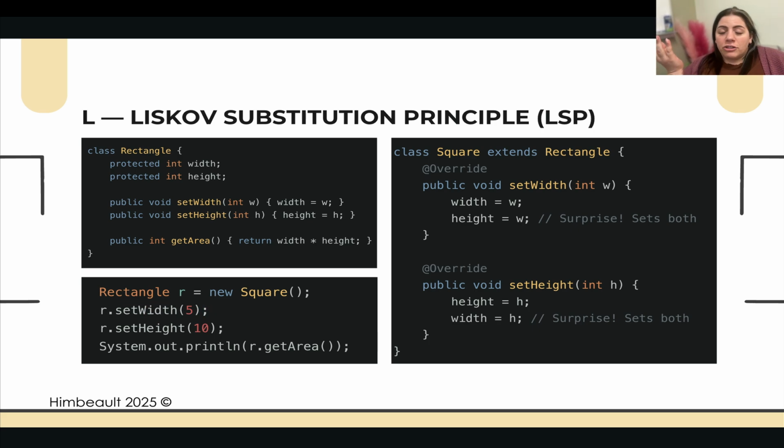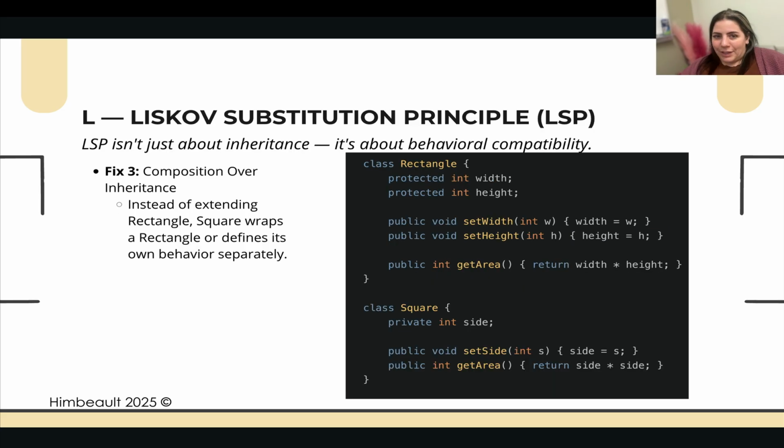This is a contract violation, right? We're expecting it to behave like a rectangle. It does not. We have the wrong abstraction. So how do we solve this problem? Well, rather than an extension relationship, what we need is an interface relationship.